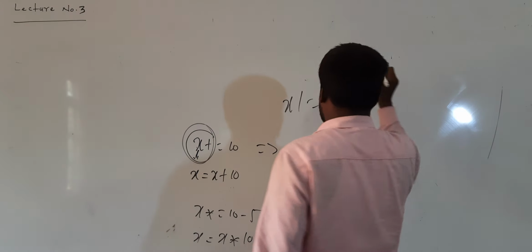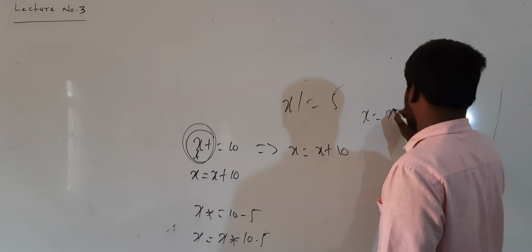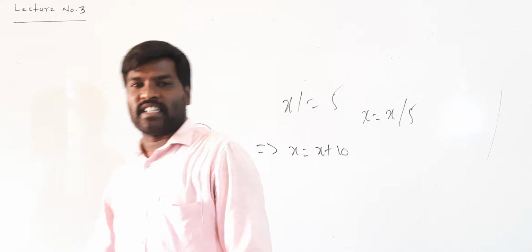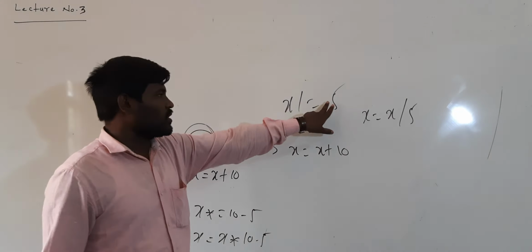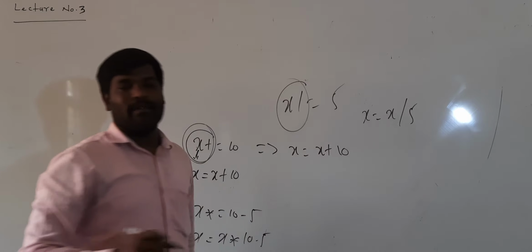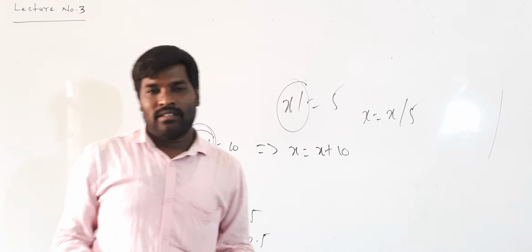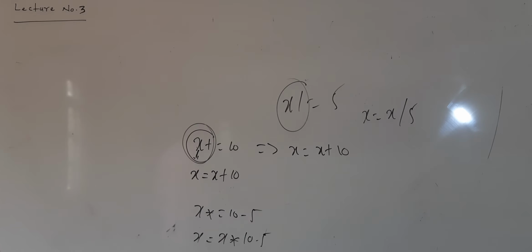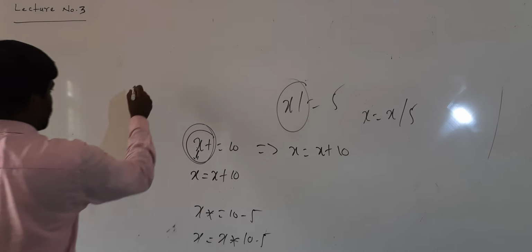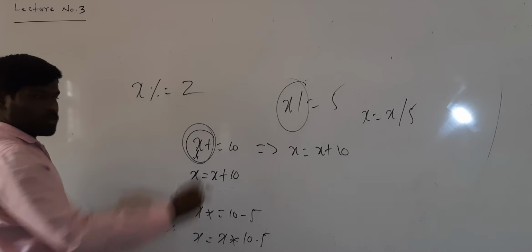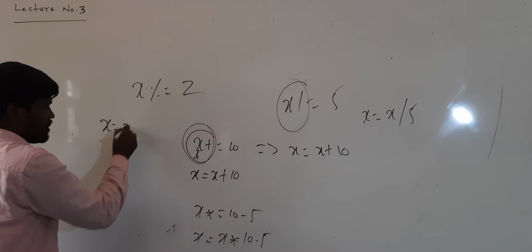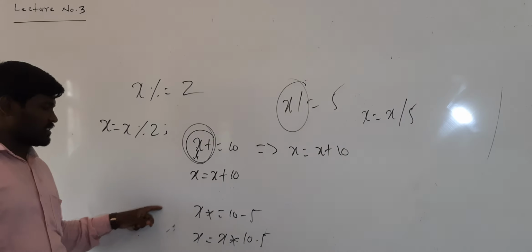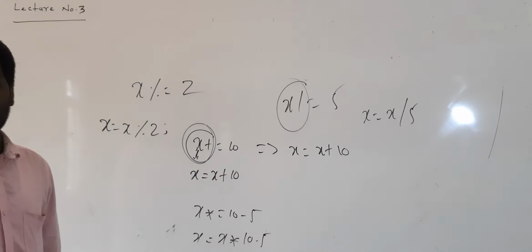x /= 5 is x = x / 5. Okay, so whatever the operator is before the equal to, after equal to we can write the operand plus operator completely and the next part as it is. So this is the shorthand operator. x %= z, see here, x = x % z. These all are examples of shorthand operators.